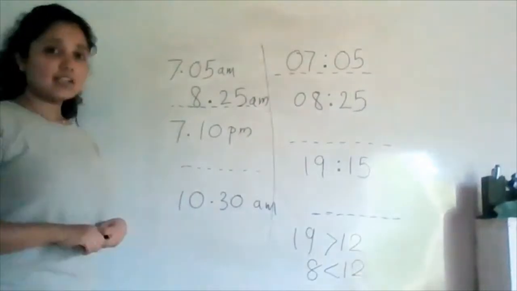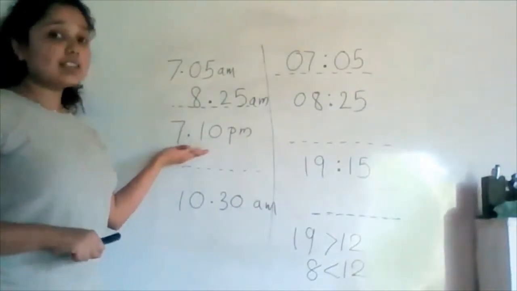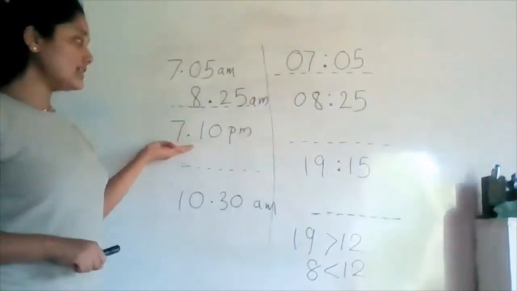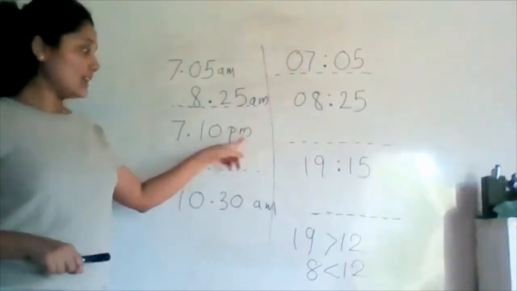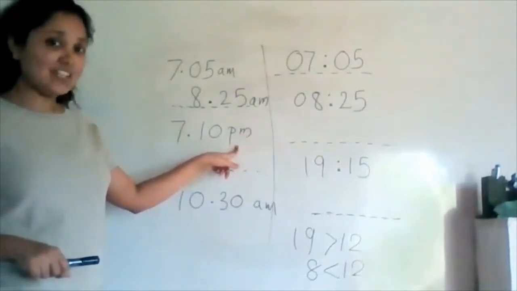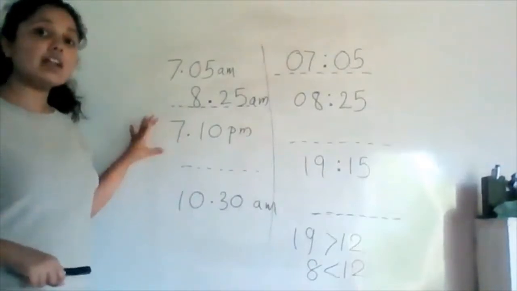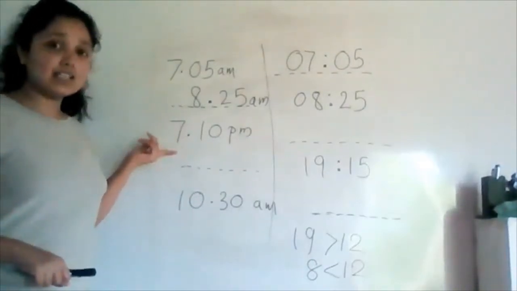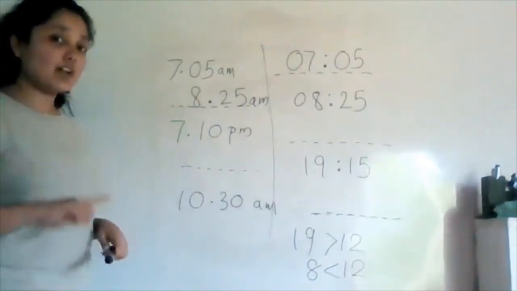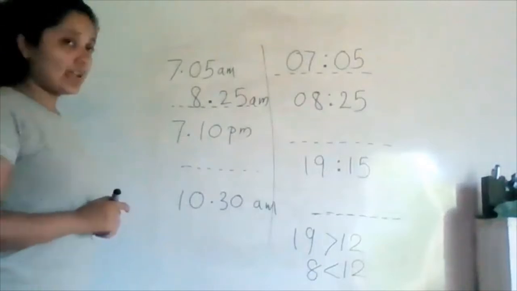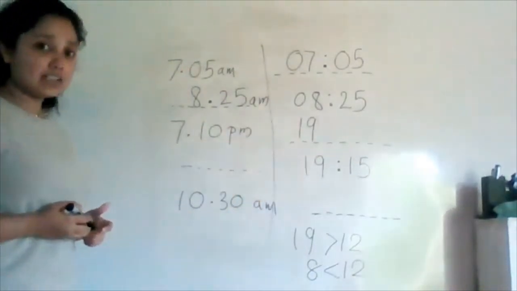Okay, so then let's move on to the next one. In the next one, we have been given the time in the 12-hour format. That is 7:10 PM. The first thing we need to do is, this is PM. That means we need to add 12 to the number of hours. The number of hours here is 7, and we need to add 12 to this 7. So 12 plus 7 is 19. So we have to write the number of hours as 19 here.